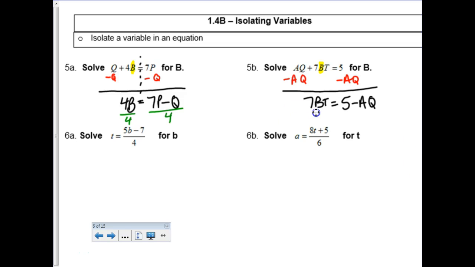And then we're going to divide by, this time, 7 and T. You can do them at the same step, since it's the same operation. And then again, I would expect you guys to rewrite B equals this somewhere on your paper, because that's your final answer.